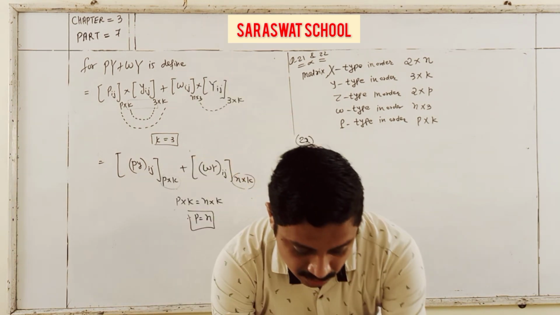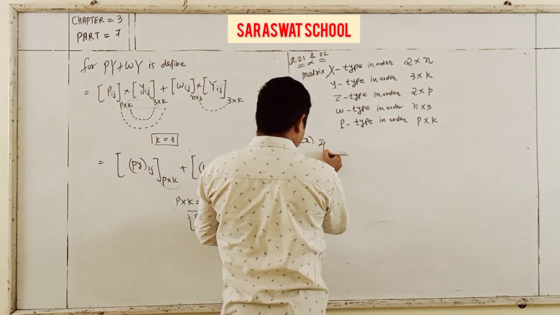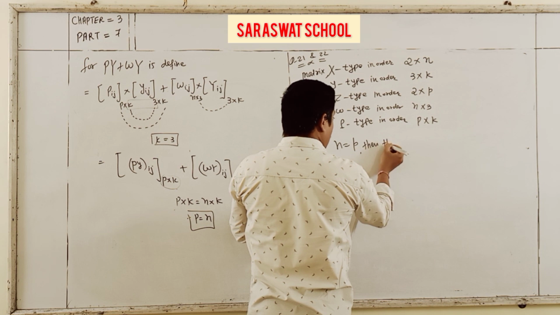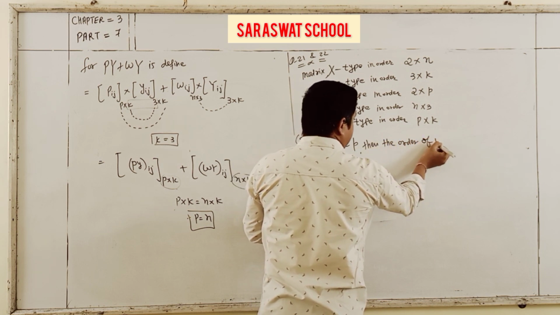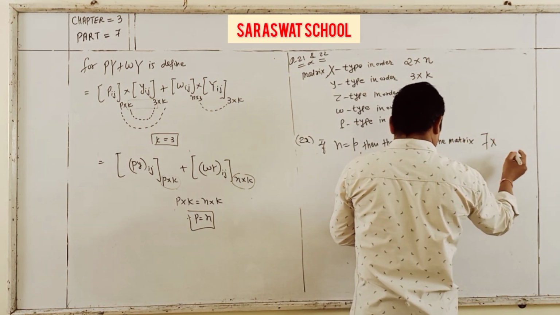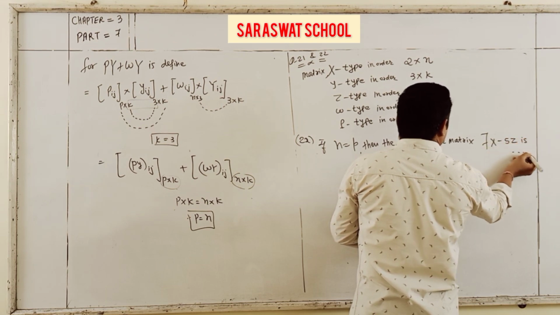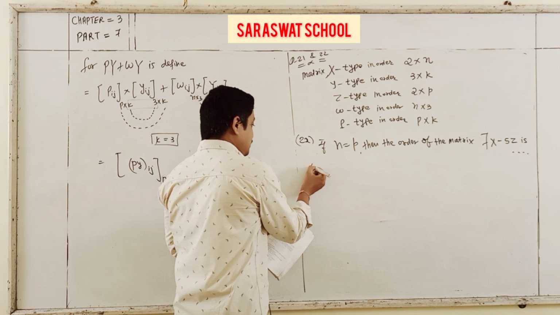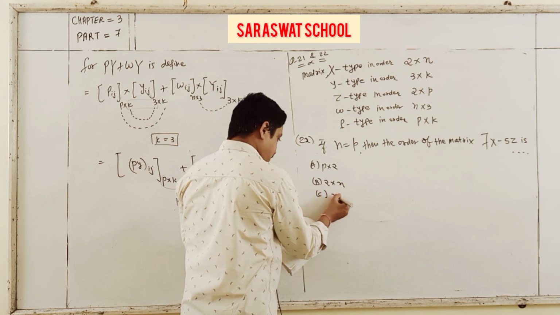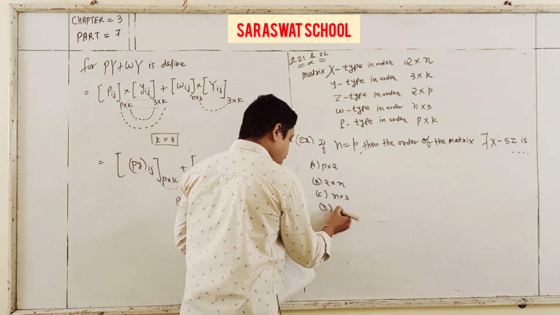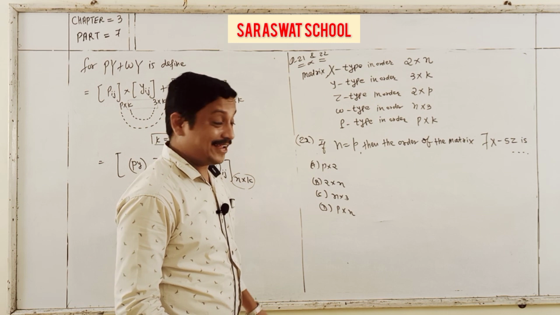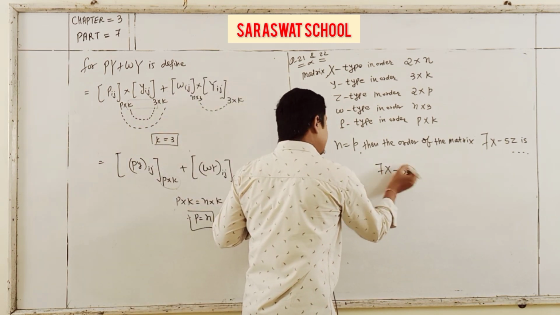If N equal to P, if N and P are same, then the order of the matrix 7x minus 5z is dash dash dash, and options are there students: P into 2, 2 into N, N into 3, and P into N. Very simple, just you focus on that 7x minus 5z is defined.